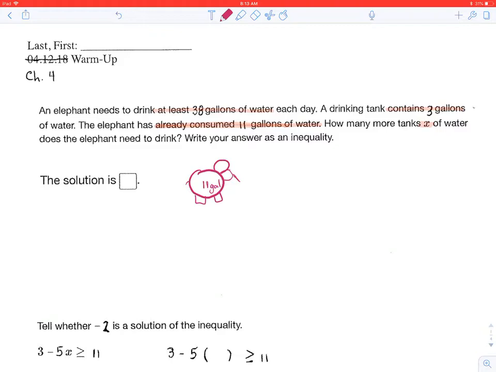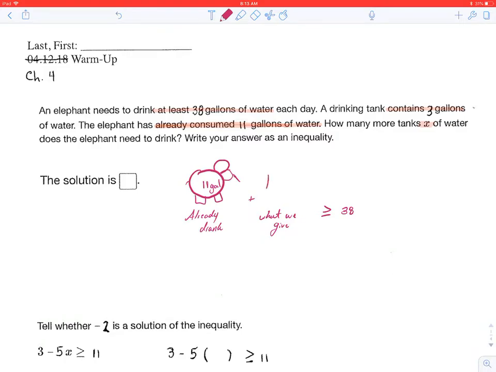The way that you would set this up is as an inequality, and it's important to know how to set it up as an inequality. You can solve it through reasoning if that's what you want to do on the test, that's fine. But the way that we would set this up is we would add together what the elephant has already drunk plus what we're going to give the elephant, and we want that by the end of the day to be at least 38 gallons of water.